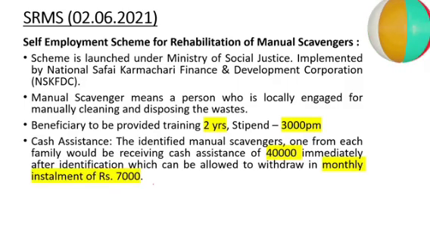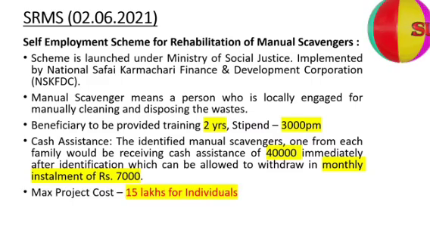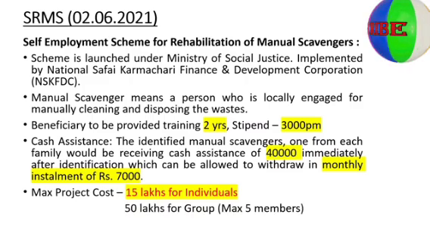Cash assistance. The identified manual scavengers, one from each family, would receive cash assistance of 40,000 rupees, but they can withdraw a maximum of 7,000 rupees monthly. For maximum project cost, they can have 15 lakh for an individual, and for a group, if they are going with a maximum of 5 members in a group, project cost up to rupees 50 lakh.